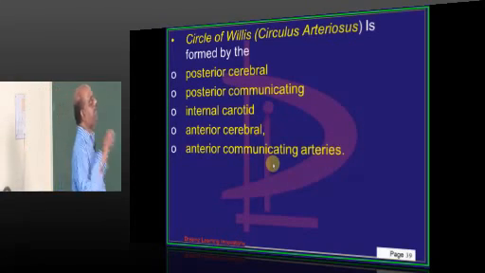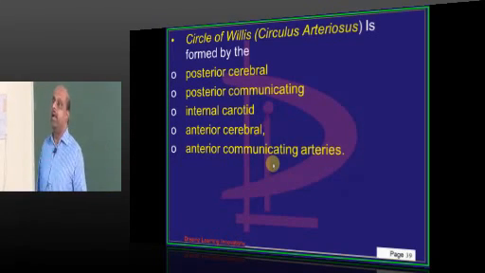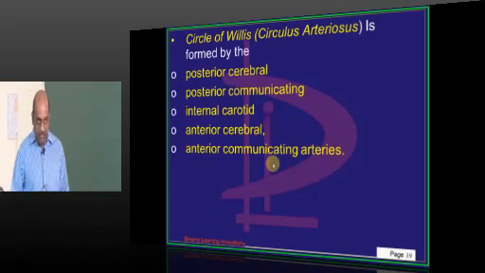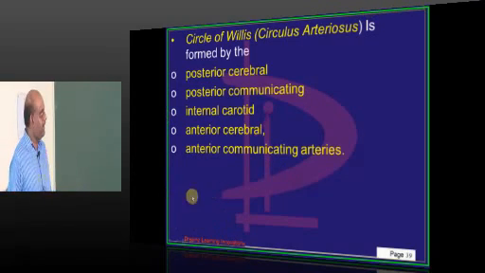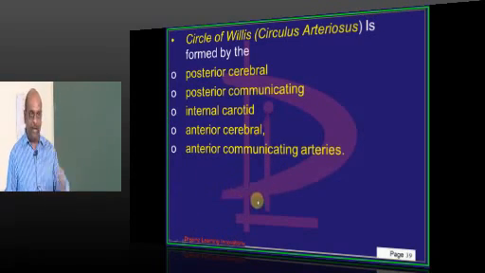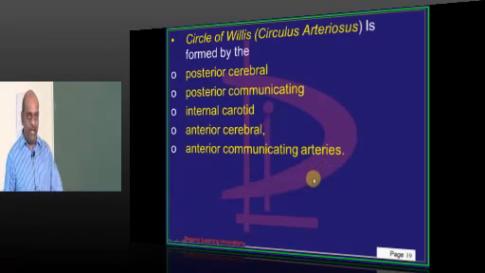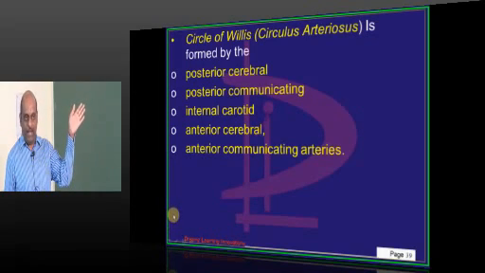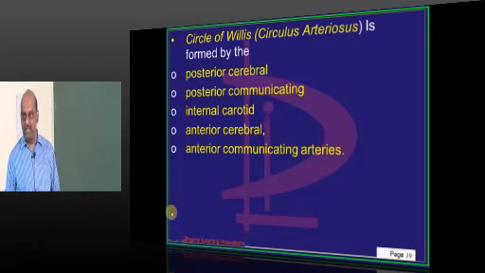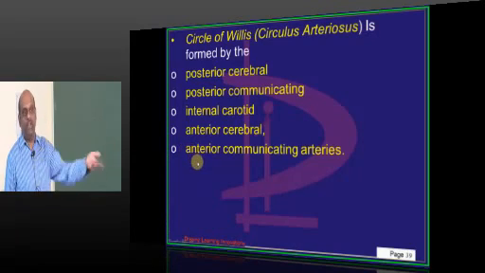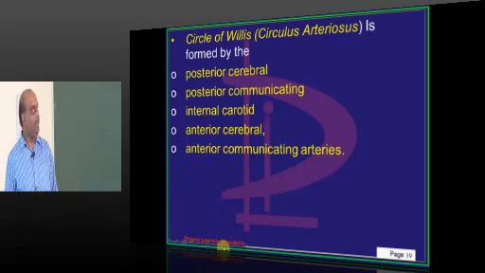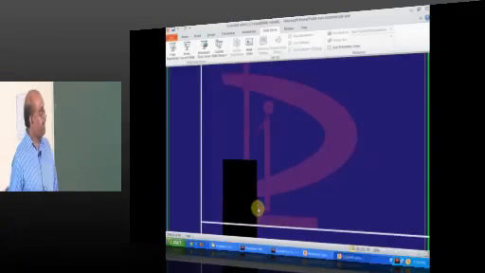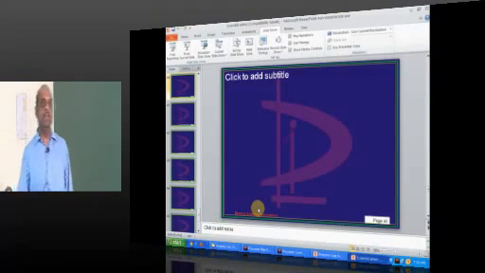So what is the circle of Willis made up of, doctor? It is made up of the posterior cerebral, posterior communicating artery, internal carotid, anterior cerebral, and the anterior communicating artery between the 2 anterior cerebral arteries. The middle cerebral artery is not in it. It arises from the internal carotid, but it doesn't participate in the circle of Willis. Only the internal carotid directly will participate. So that's the whole idea. So doctor, that brings us to the end of the circle of Willis.